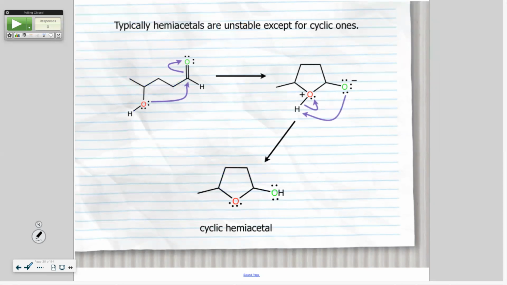Okay, typically hemiacetals are unstable except for cyclic. So here we have an aldehyde and an alcohol in the same compound. And what will happen is that alcohol, the lone pairs will go there, you'll go out to the O, and then you'll end up protonating it, and you have a cyclic hemiacetal. Okay, these are stable.